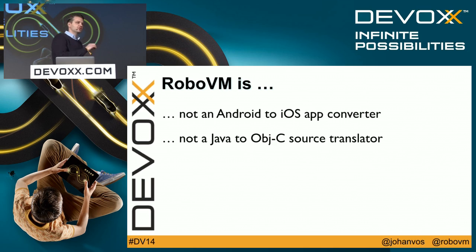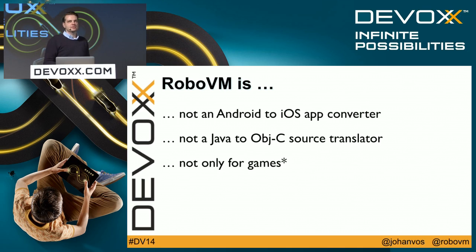RoboVM is not a tool that takes Java source code and translates it into Objective-C. There's other tools out there that do something like this. We work on a lower level, so we take class files and bytecode and translate it into machine code. So the benefit with this approach is that you can use precompiled jar files. You can even go buy something from someone that doesn't want you to have the code for it, and use that in your iOS app. And of course, you can also use other JVM languages that compile down to Java class files, like Scala, for instance.